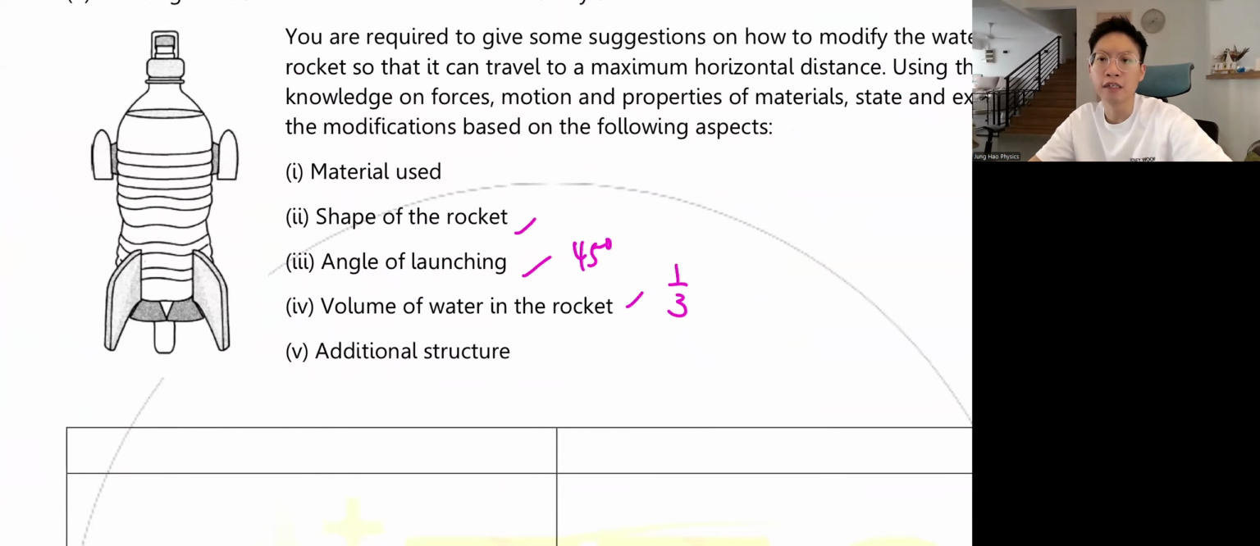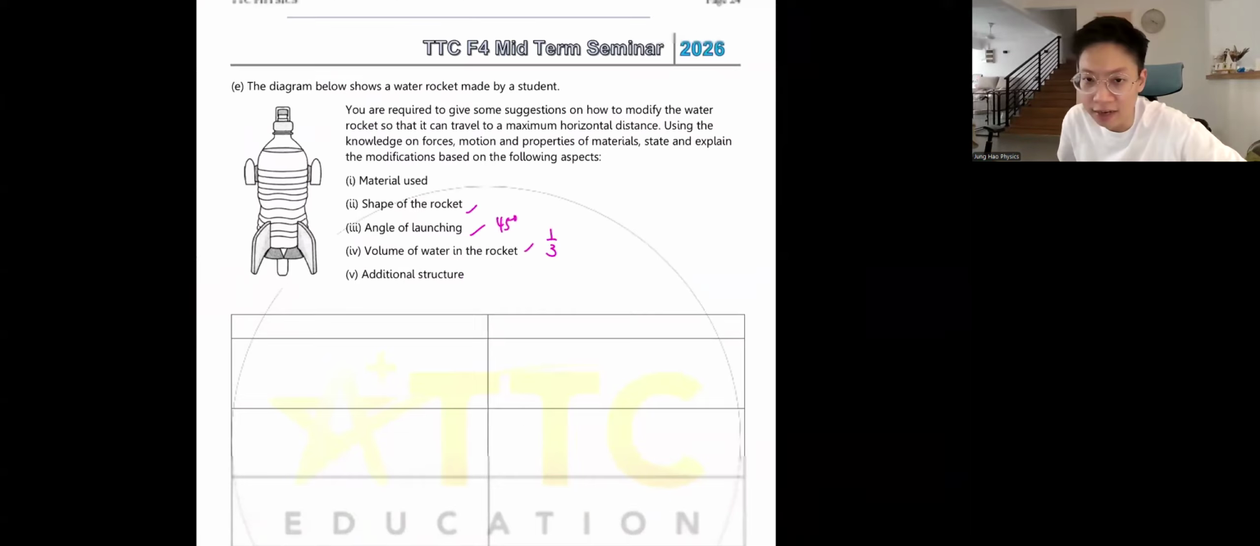Who says the angle is 90 degrees? Did I say 90 degrees? Not 45, mate. We don't say 45, right? 45, right? Okay. So therefore, this kind of stuff.